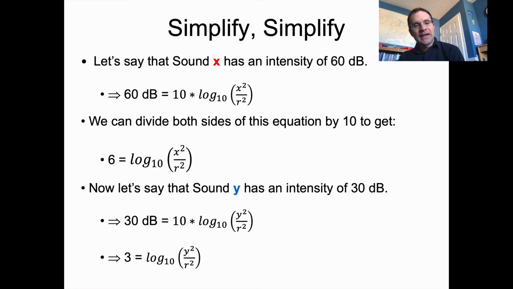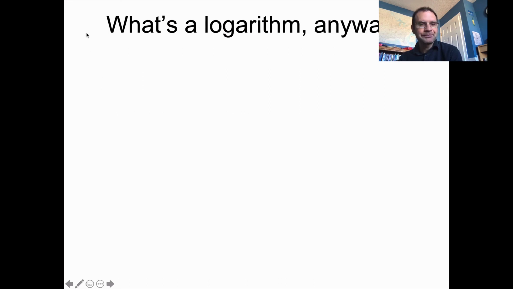We can also look at sound y. We'll make that the sound that has an intensity of 30 dB. The way we simplify the math of that a little bit is to say that 30 dB equals this equation with y squared here instead of x squared. We divide both sides by 10 and we say that, well, y squared has an intensity of 3 Bells basically, rather than 6 for x.